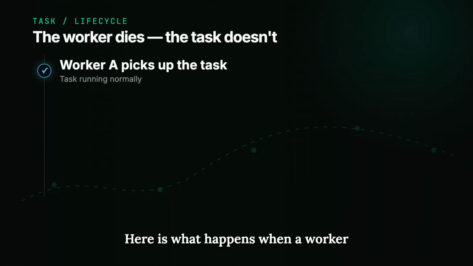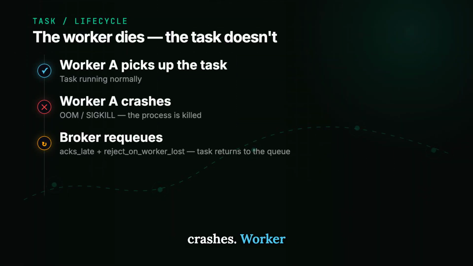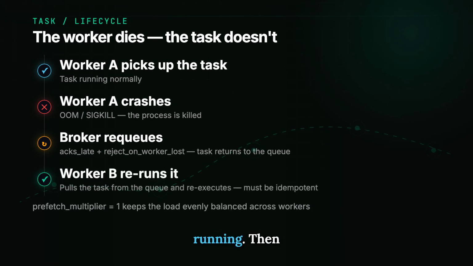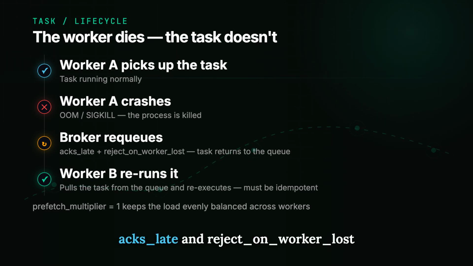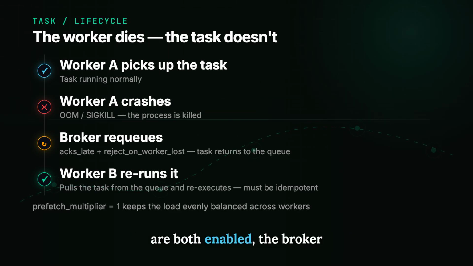Here is what happens when a worker crashes. Worker A picks up the task and starts running. Then the worker crashes, out of memory or a SIGKILL signal. Because acks_late and reject_on_worker_lost are both enabled, the broker returns the task to the queue. Worker B pulls it and re-executes. The task survives. But this requires every task to be idempotent. Running it twice must not corrupt your data.